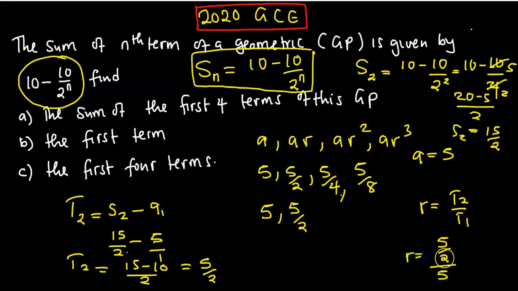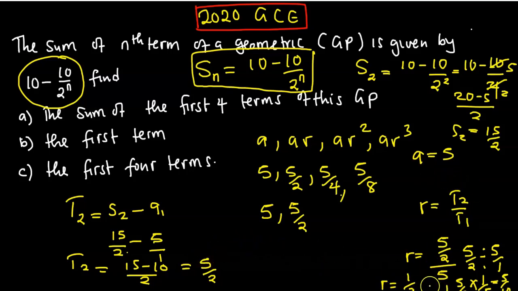So this is R. This is just the same as 5 over 2 divided by 5 over 1, which we reciprocate and it becomes 5 over 2 multiplied by 1 over 5. And of course you expect 5 over 10. If you reduce 5 over 10, it gives you R equals 1 over 2. That is what we found.